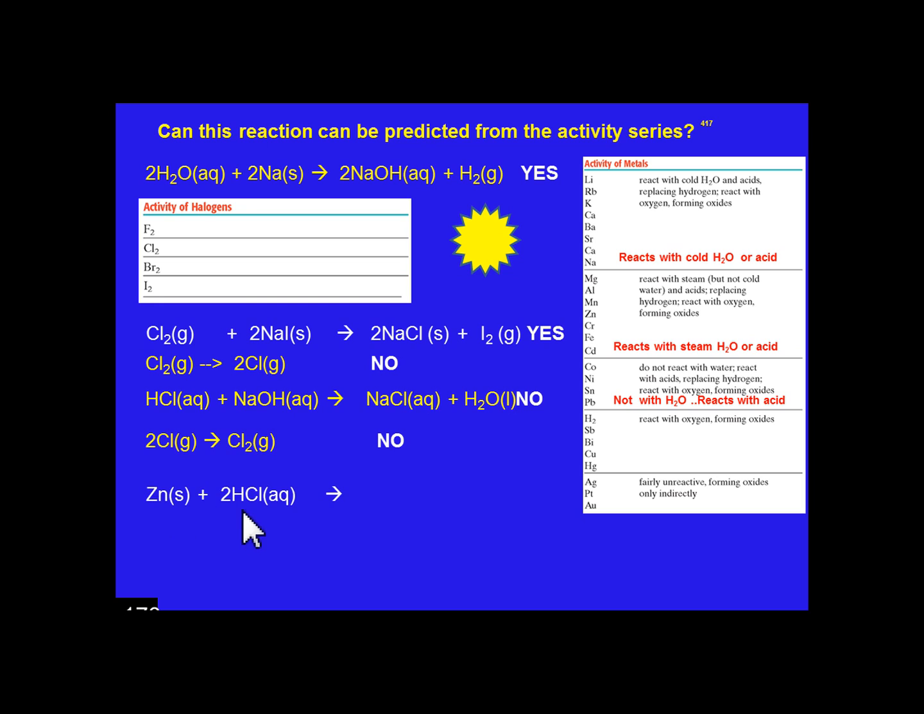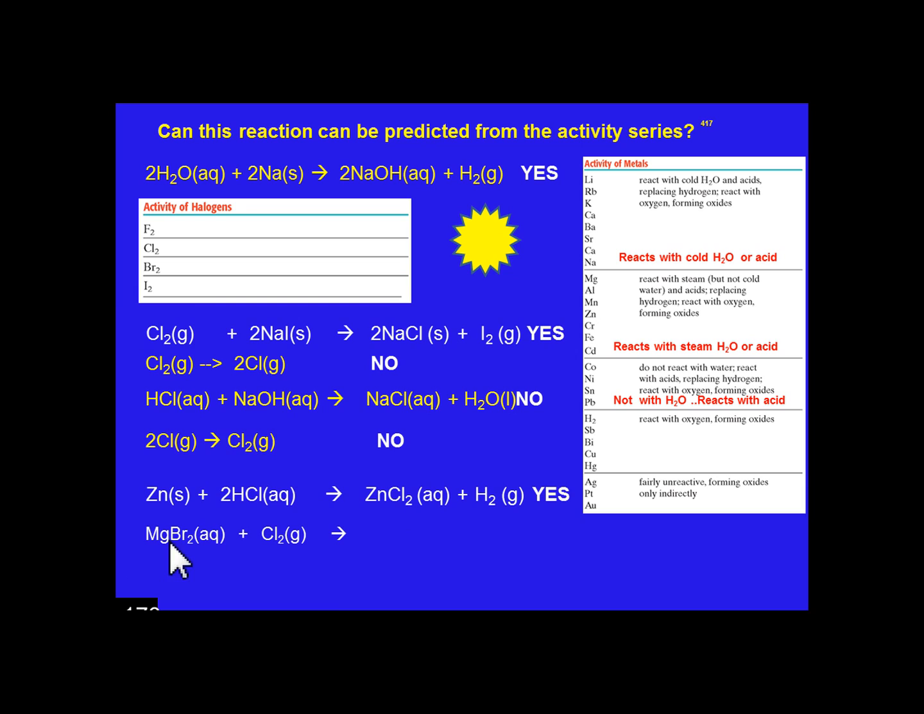Here we have zinc and hydrochloric acid. Well, zinc is here, right there on the activity series. And it's in that section where it will react with acid. So the zinc can replace the hydrogen in hydrochloric acid, forming zinc chloride and hydrogen gas. So yes, you'd be able to predict that one.